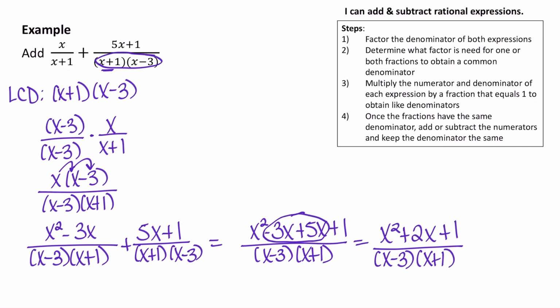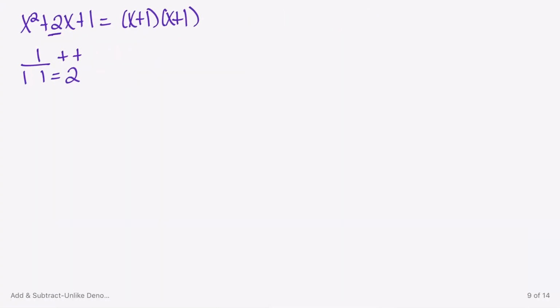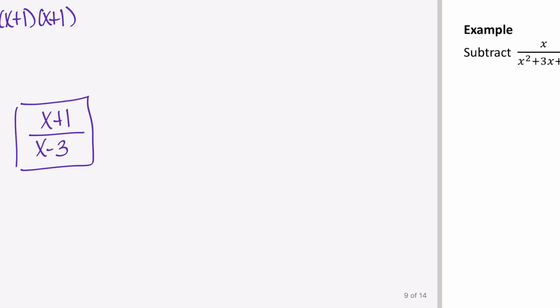So I'm going to rewrite this that we have in factored form. So we have x plus 1 times x plus 1 over x minus 3 times x plus 1. And one of these x plus 1s will cancel. So our final answer will be x plus 1 over x minus 3. So that is the fully simplified form of our answer to that addition problem.